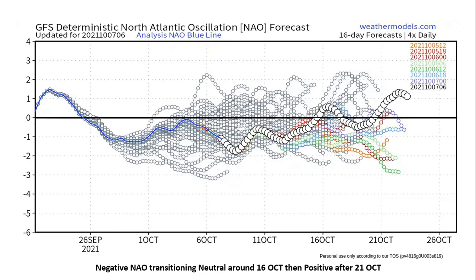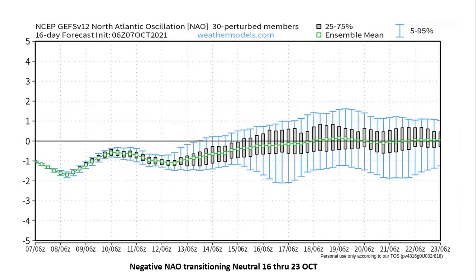mid-October. But then you see how it trends slightly positive around the 16th of October, negative around the 18th and 19th of October, then back positive again. So if you average that out to the right-hand part of the graphic, that's going to be a neutral condition generally. And the NCEP GEFS V12 NAO, 30 perturbed members out to 23 October, generally a negative NAO. Again, that's the common theme, transitioning to neutral phase, 16 through 23 October.